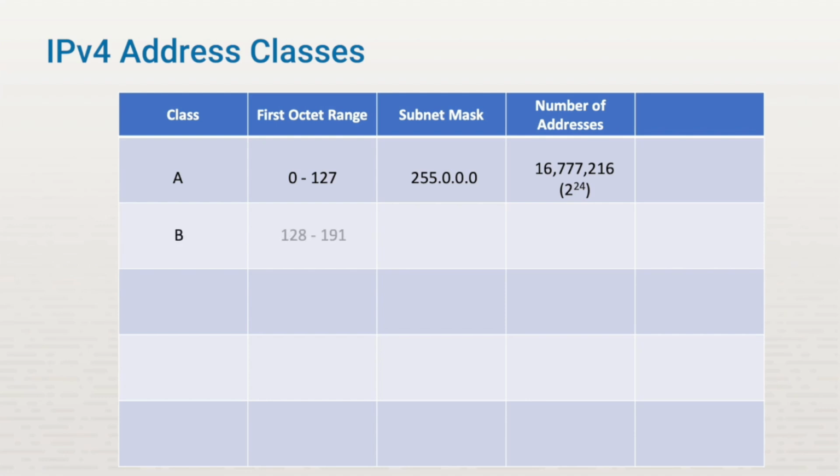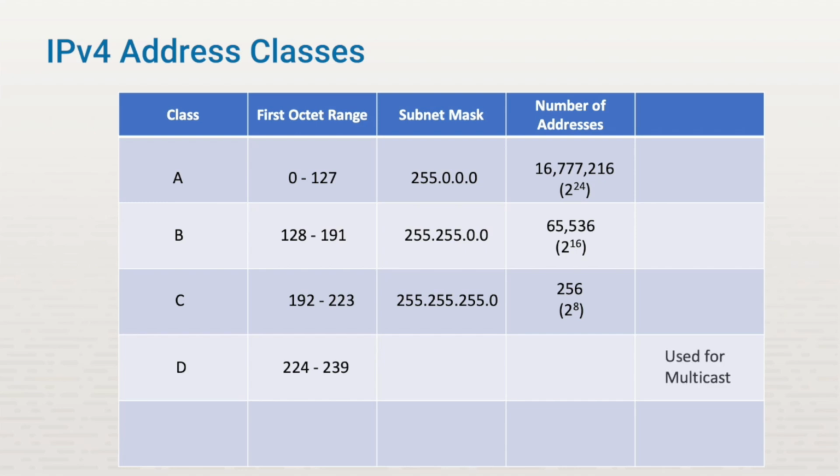A Class B address starts with 128 through 191, has a subnet mask of 255.255.0.0, and gives us 65,536 addresses. The Class C network range is 192 to 223, with a subnet mask of 255.255.255.0, and gives us 256 addresses. Now, Classes D and E are specially reserved classes and don't have a default subnet mask. Class D starts with 224 through 239 and is reserved for multicast operations. Class E starts with 240 through 255. This class is reserved for experiments and research purposes only.